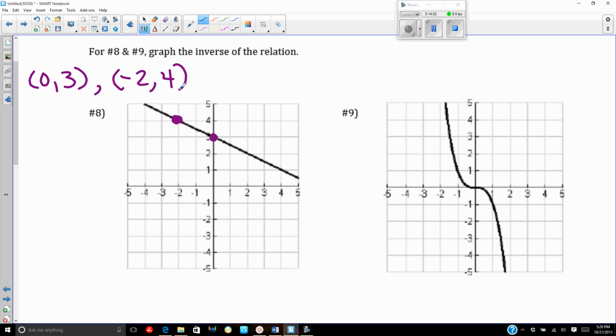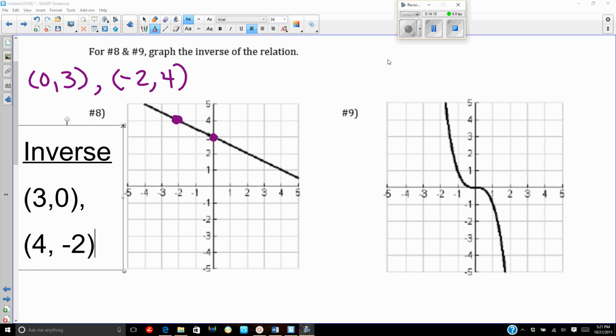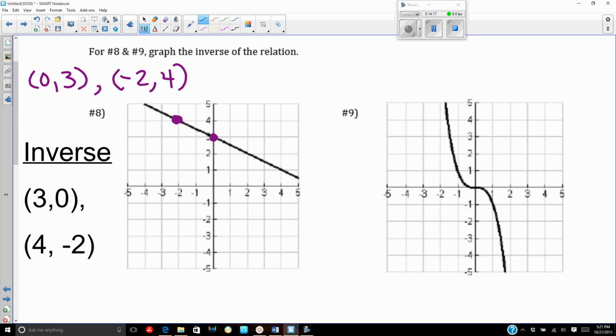So we talked about this yesterday. To find the inverse of a relation, we just flip-flop the x's and the y's. And that's all we've done here. So instead of the point 0, 3, we've picked the point 3, 0. And instead of the point -2, 4, we've got 4, -2. So we've just flip-flopped the x and the y. 0, 3 is transformed into 3, 0. -2, 4 is transformed into 4, -2.